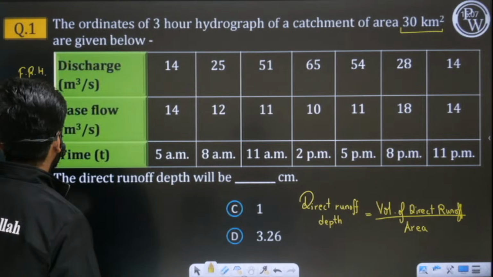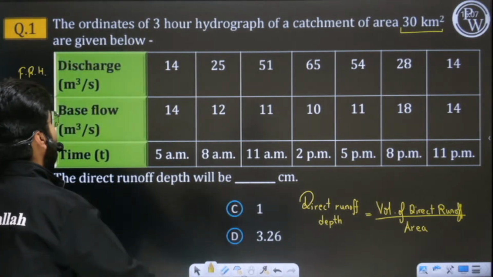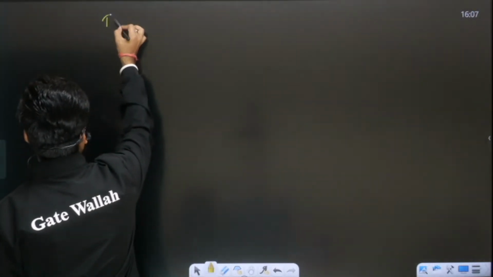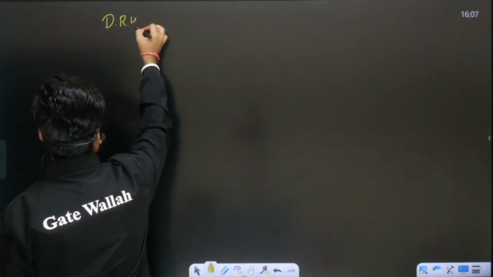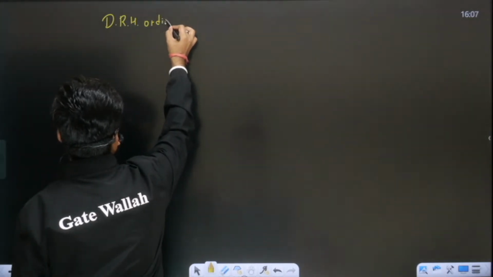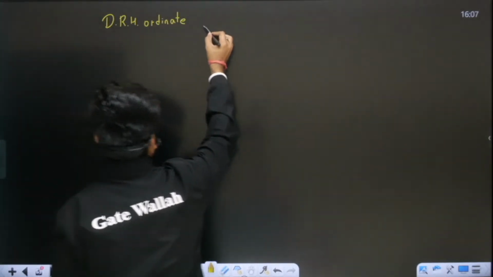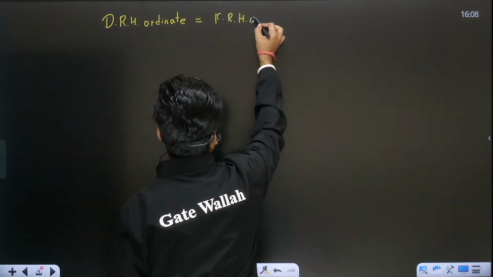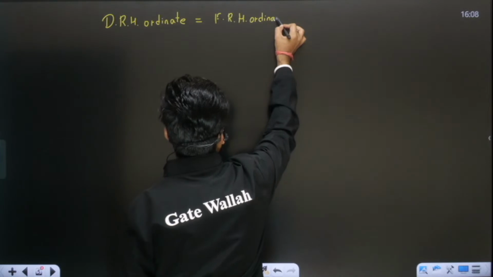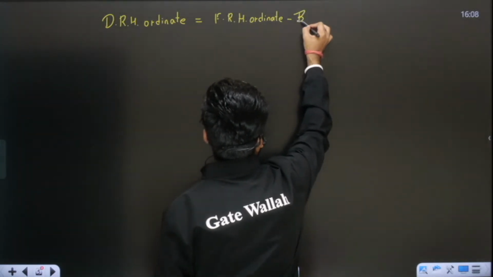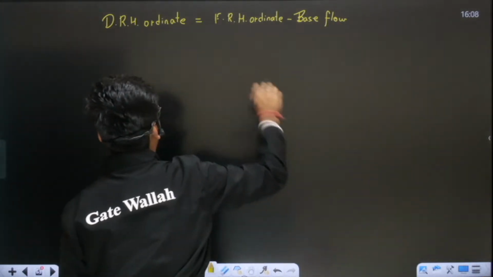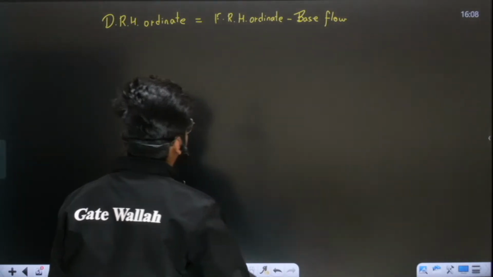Let's take one more slide, and with the help of that, we'll do it. Firstly, we have to subtract base flow from the FRH, because the direct runoff hydrograph ordinate is given by FRH minus base flow. These questions are very important for GATE, and they can be directly asked there.